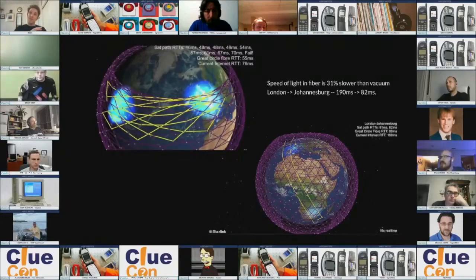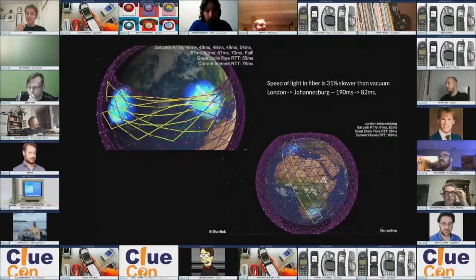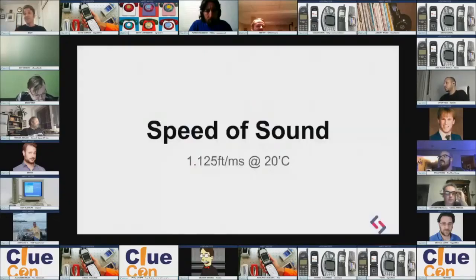Another thing on the physics side to think about, right, is just the speed of sound. And the speed of sound is approximately 1.125 feet per millisecond at 20 degrees Celsius. And yes, I intentionally mixed the unit measurements there from imperial and metric, not just to have fun. So I did that on purpose.